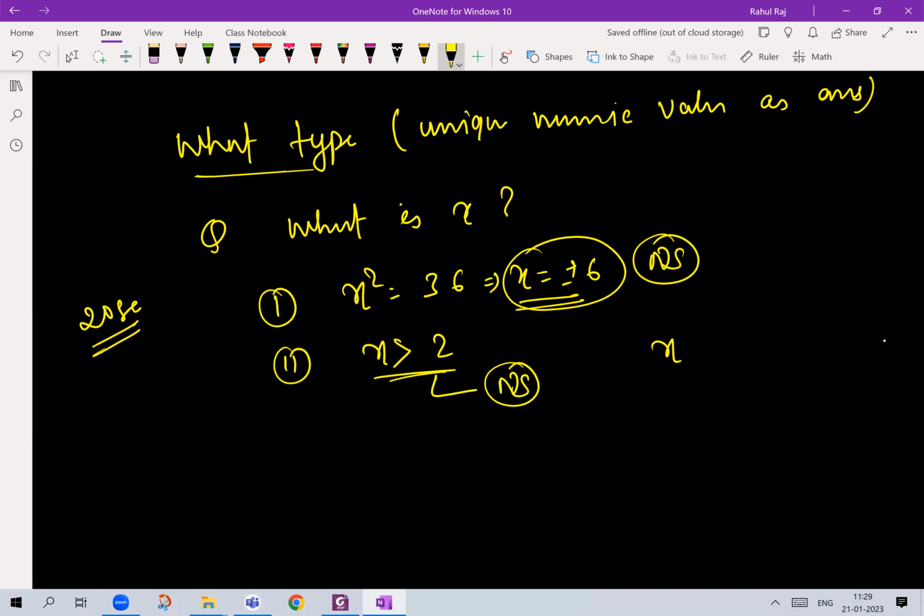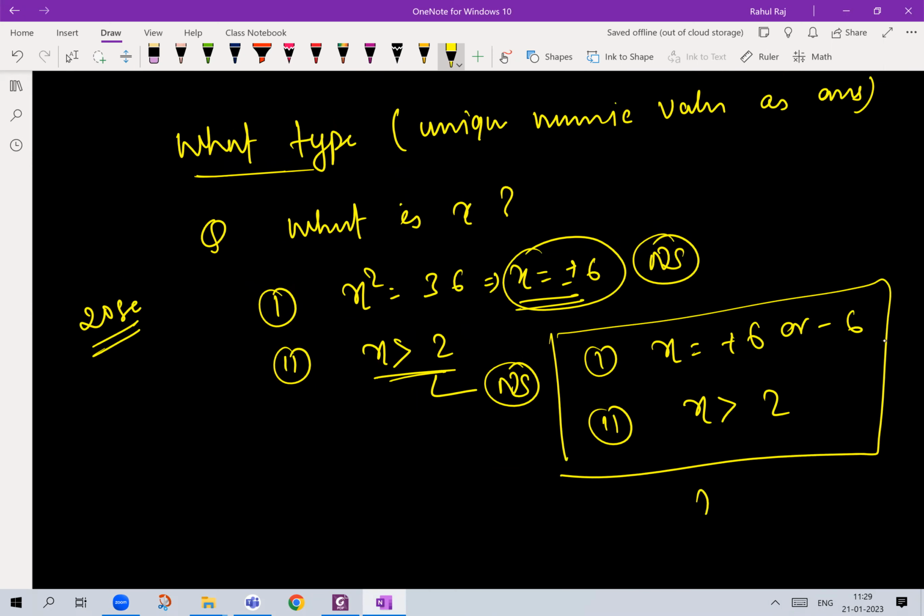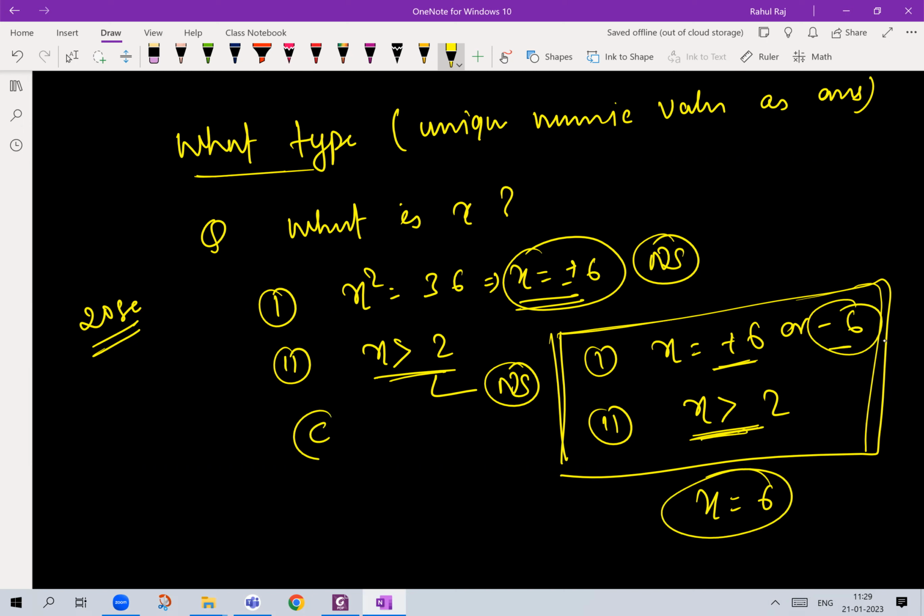But when you combine them, statement 1 says x is equal to plus 6 or minus 6. Statement 2 says x is greater than 2. Now, if you combine them, you will get just x is equal to 6. You can't argue, saying Rahul, if x is greater than 2, it can take multiple values. No, it has to be limited to this bracket. Minus 6 will get discarded while combining. You are left with x is equal to plus 6. So C is the answer.